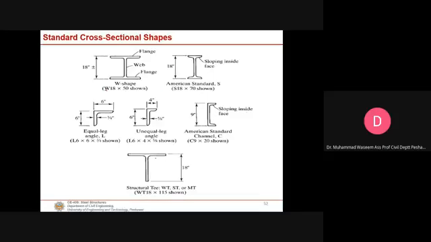Then we have the structural T. WT means a T cut from a wide flange section. If it is cut from a wide flange section, we call it WT. And you know that WT18x115 means that 18 is the total depth of the section, and 115 is the weight in pounds per foot along the length of the member. So these are some of the cross sections you have. You will see that in the demonstration examples we will be using them.